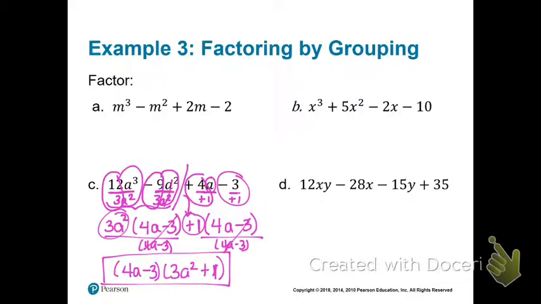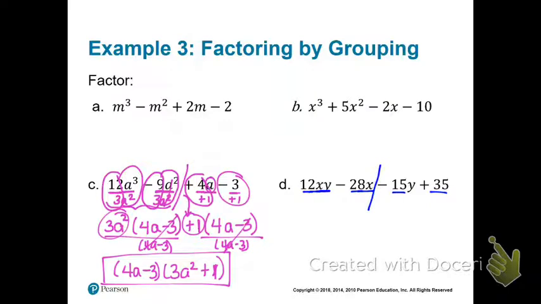All right, and the last one there. So we got 12xy minus 28x minus 15y plus 35. So let's see. Do we have step 1, greatest common factor? 12, 28, 15, and 35. Are they all divisible by some number other than 1? No. All right, then I have an x. 15 doesn't have an x, so can't greatest common factor it. Then we had a y in the first one, but the second one doesn't have a y, so we can't use it as a greatest common factor either. So no greatest common factors here. Step 2, count the number of terms. Well, we can see there are 4 terms, so we can factor by grouping.